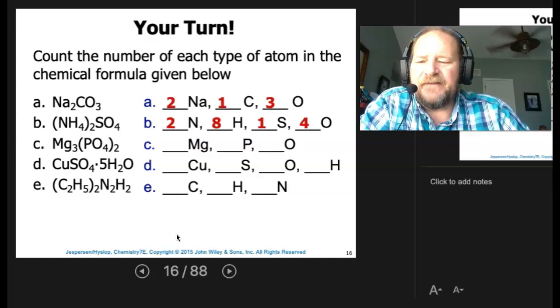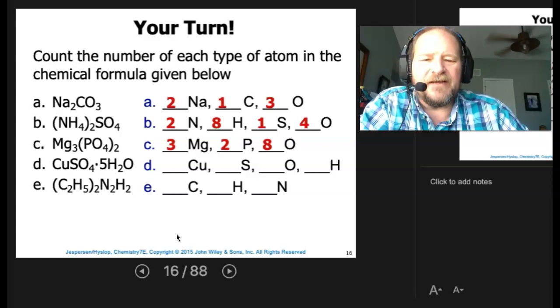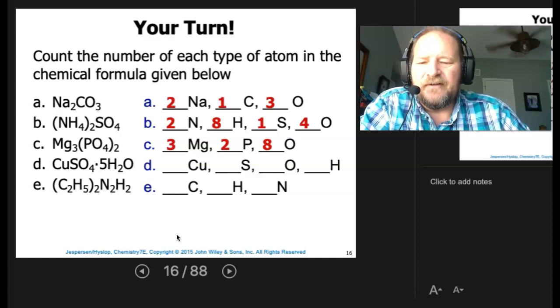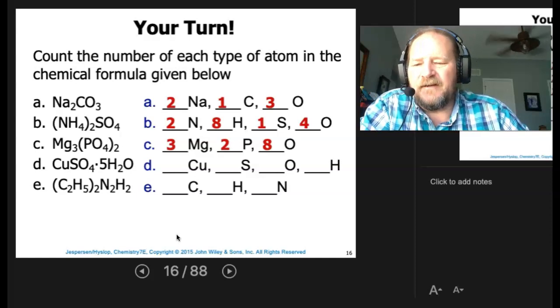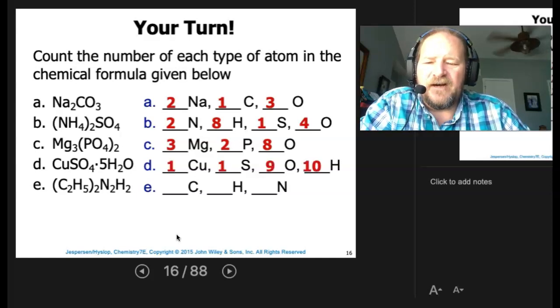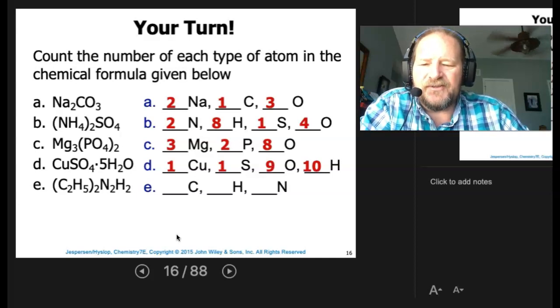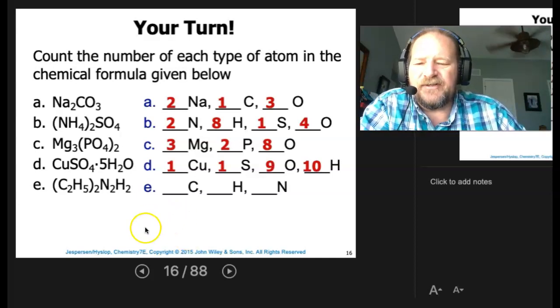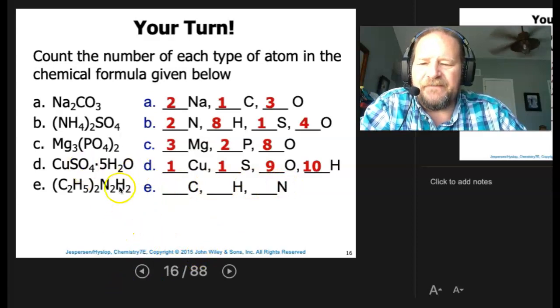For C, we have Mg3(PO4)2. Whoops, went a little fast there. I didn't give you the pause. So you have 3 magnesiums, 2 phosphorus, and 8 oxygen. For D, we have our copper sulfate pentahydrate. I'll give you a pause again. We have 1 copper, 1 sulfur, 9 oxygen, and 10 hydrogen. If you didn't get the 9 oxygen, remember you got 4 for the sulfate and then 5 from the water.